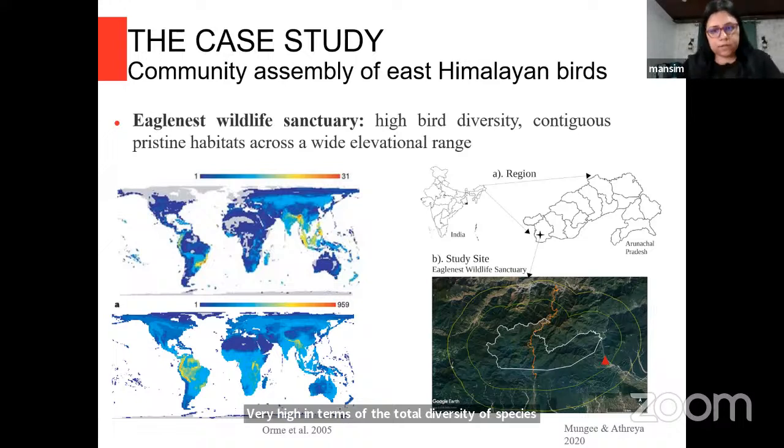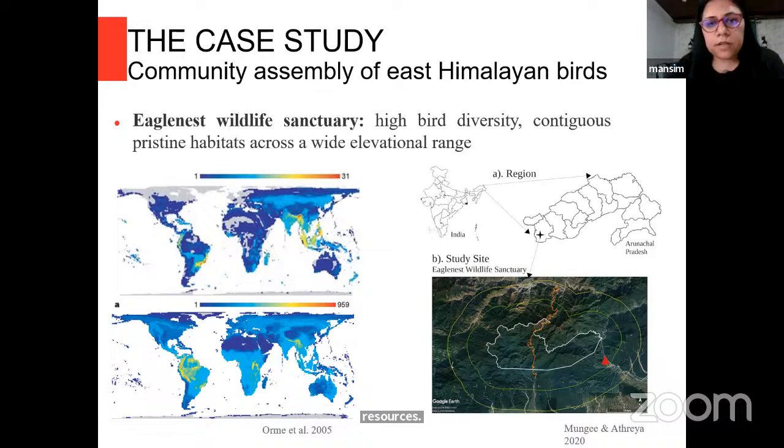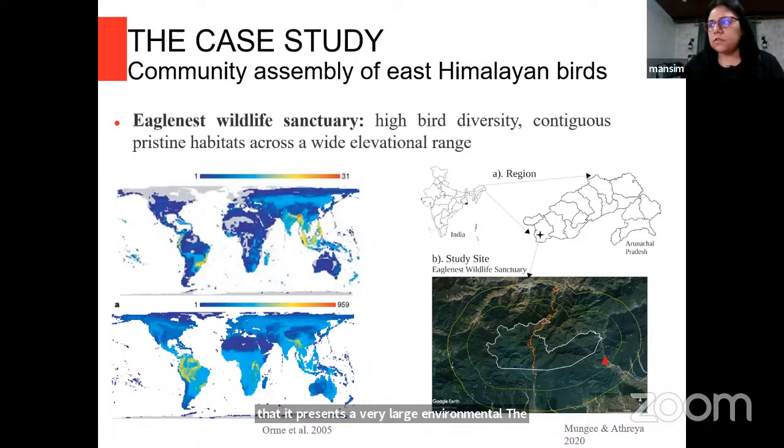So this is a very diverse region, which is important because when you're studying something such as interspecific competition, you actually want more number of species, because competition is expected to kick in only when there are too many species competing for the same kind of resources, right? The second important thing about Eagle Nest is that it presents a very large environmental gradient, the elevation. So this here in the white boundary, that's the map of the sanctuary where the study was conducted, Eagle Nest Wildlife Sanctuary. And this orange line is a road which traverses the sanctuary. It's known as the Eagle Nest Road.